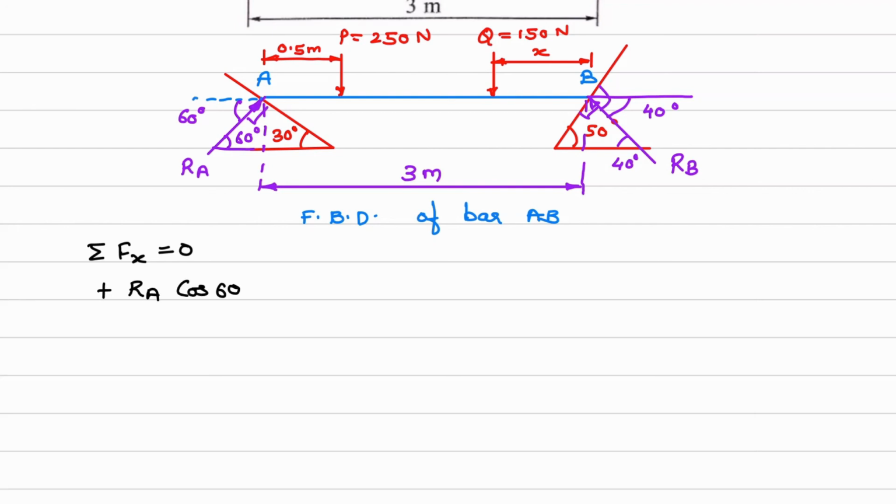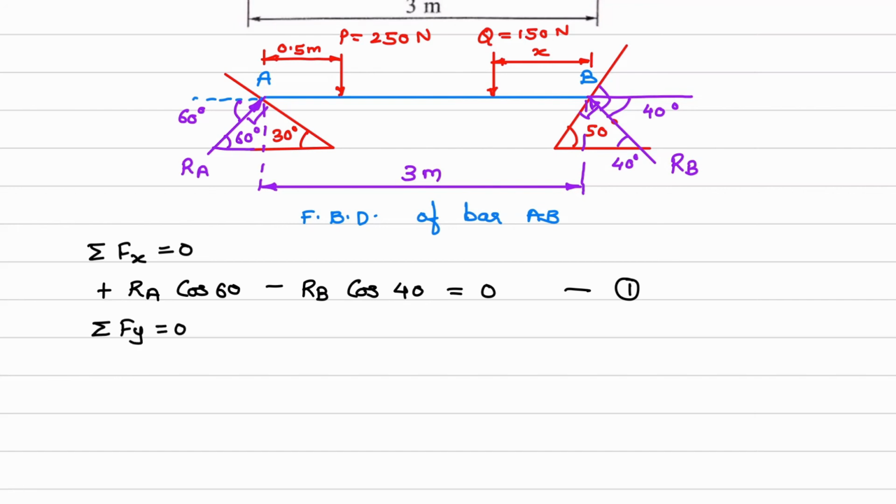Next we will take RB. Now this is RB, x component will be towards left, so it will be minus RB, angle is with respect to x axis 40 degrees, so cos 40. Then what are the remaining components? Any other thing remaining in x direction? No. So this will be equal to 0. This is equation 1.